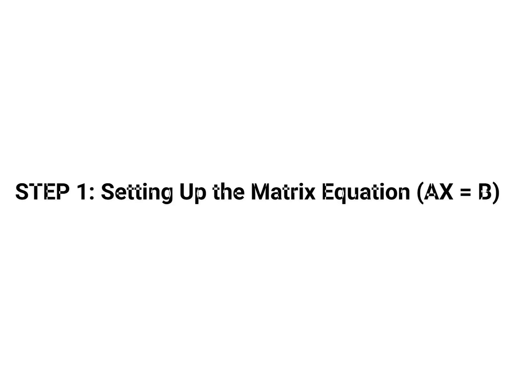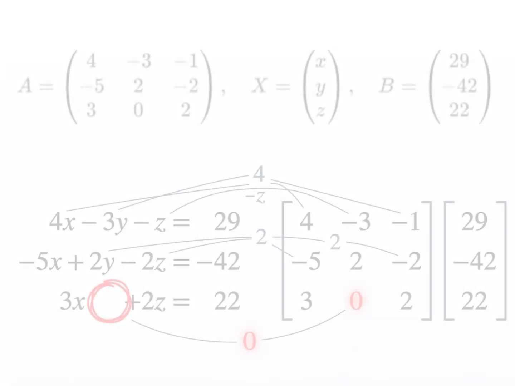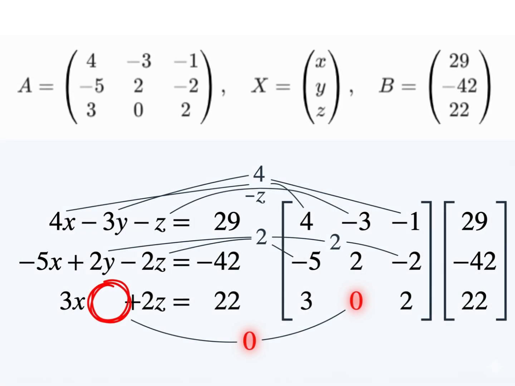Our very first step is to translate these algebraic equations into a matrix format, which follows the standard structure A x equals B. Matrix A is our coefficient matrix. We simply harvest the numbers sitting right in front of our variables. Notice row 3. Since there is no y term in that equation, we plug in a 0 as a placeholder. Matrix X is our variable matrix, holding our unknowns x, y, and z. And matrix B is our constant matrix, holding the target values from the right side of the equal signs.